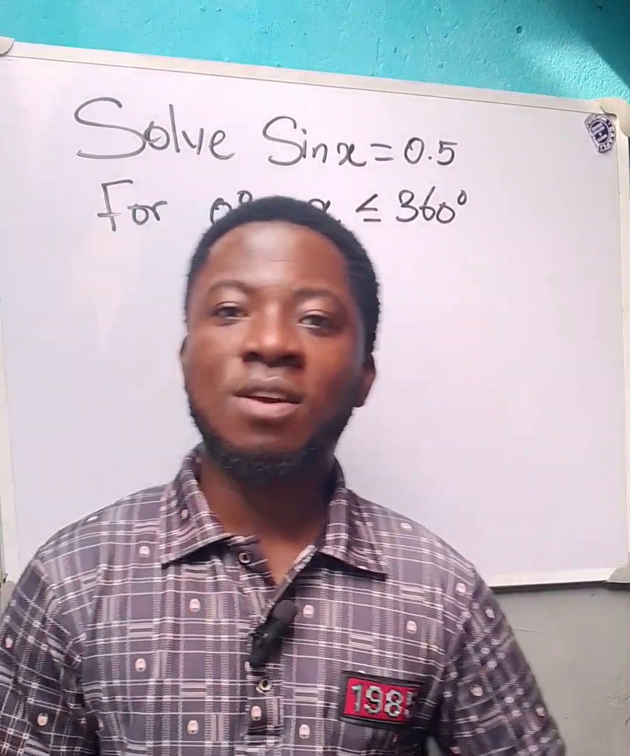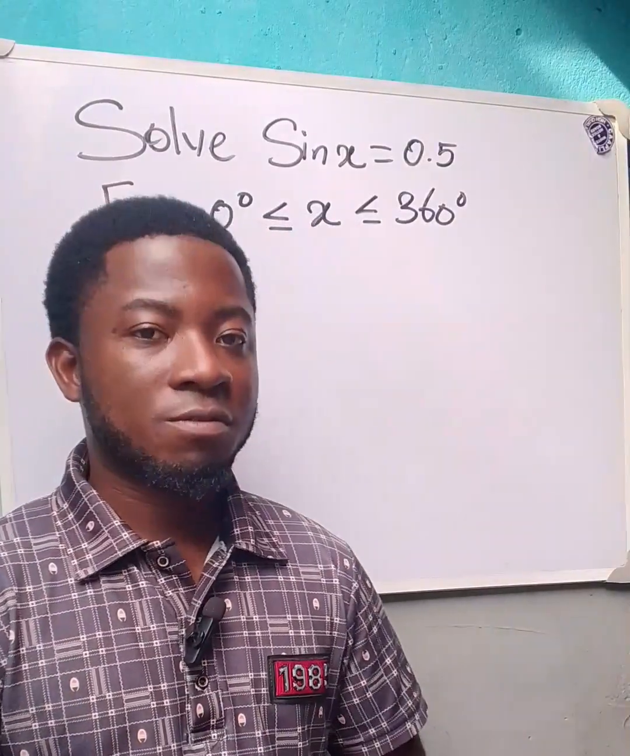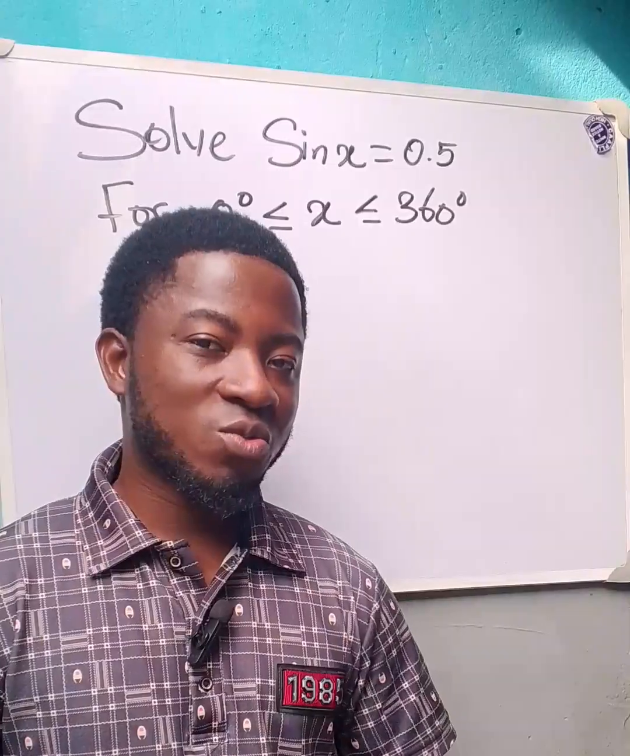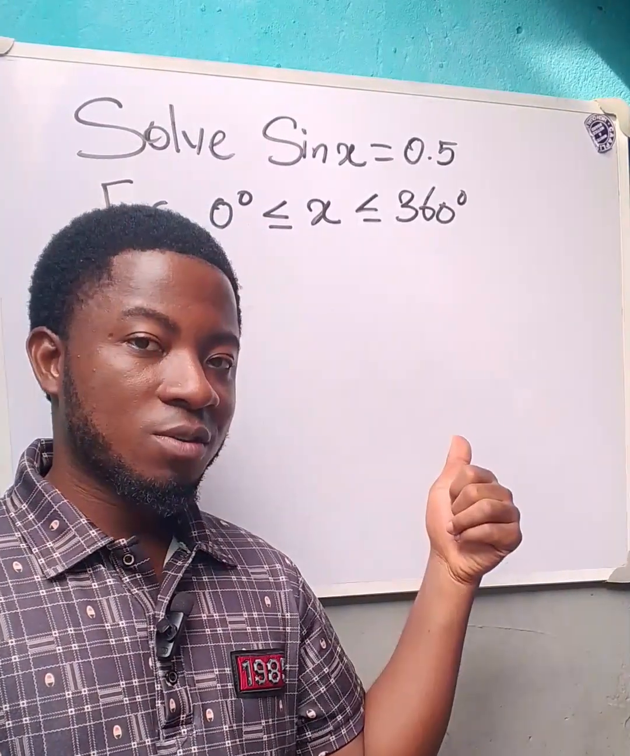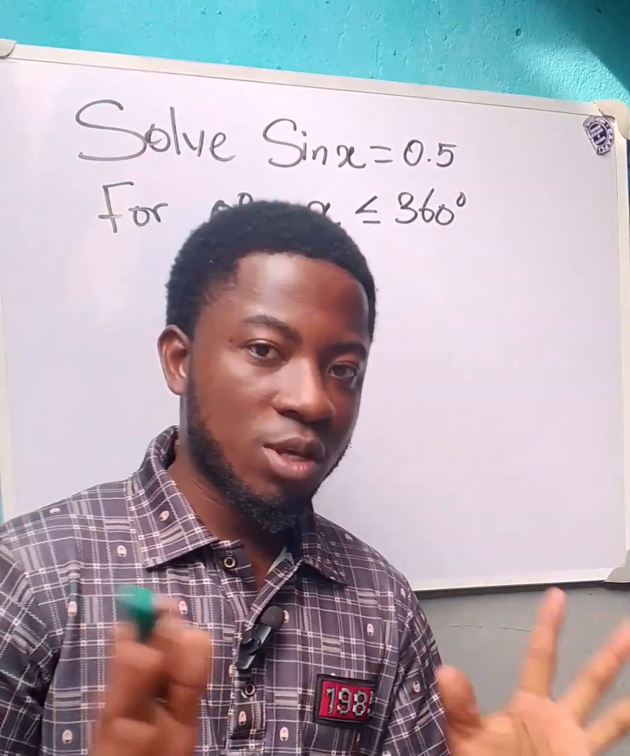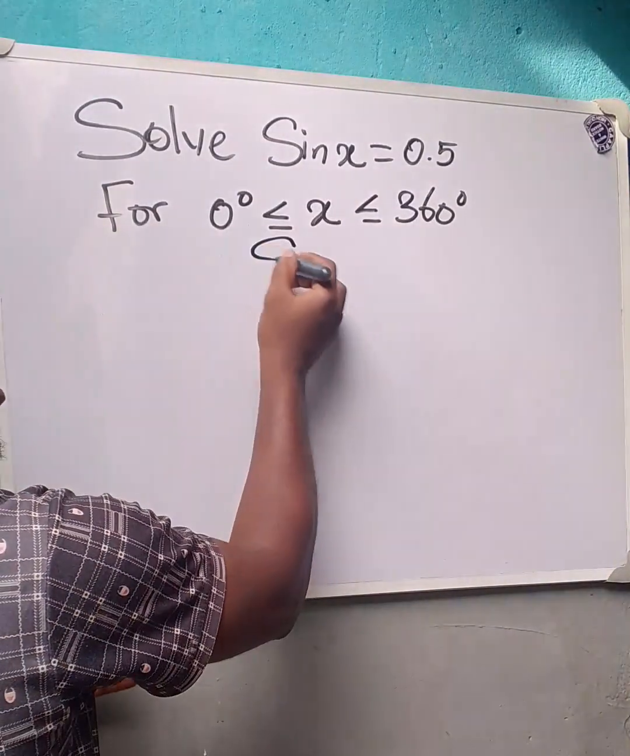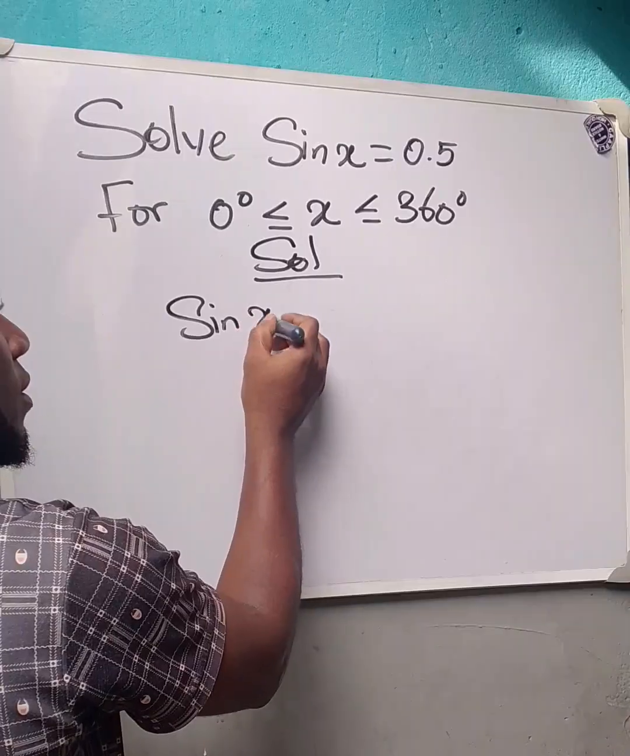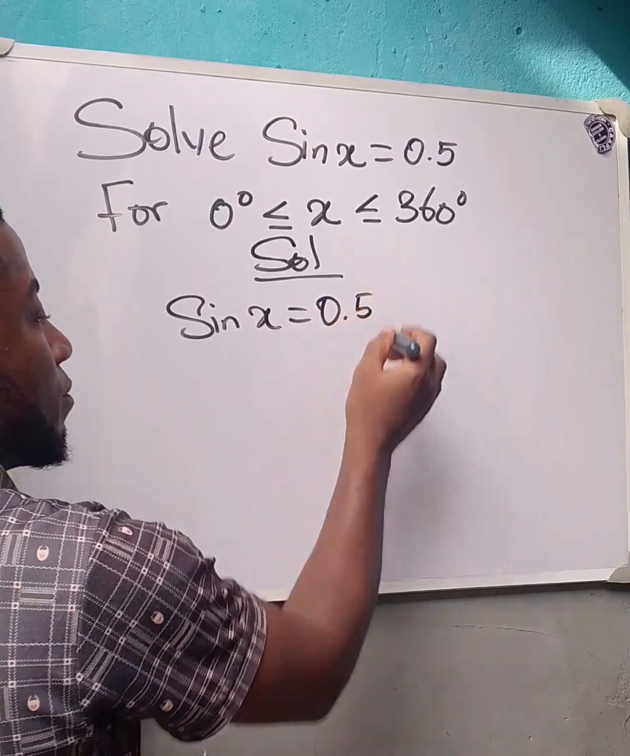Hi everyone, let's find the value of x in this problem. We have a trigonometric equation and we are looking for the value of x there. So let's go. Solution: we have sine x equals 0.5.